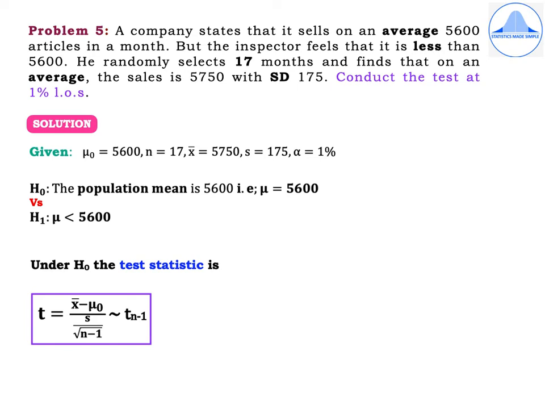Problem 5. A company states that it sells on an average 5,600 articles in a month, but the inspector feels that it is less than 5,600. He randomly selects 17 months and finds that on an average the sales is 5,750 with standard deviation 175. Conduct the test at 1% level of significance.